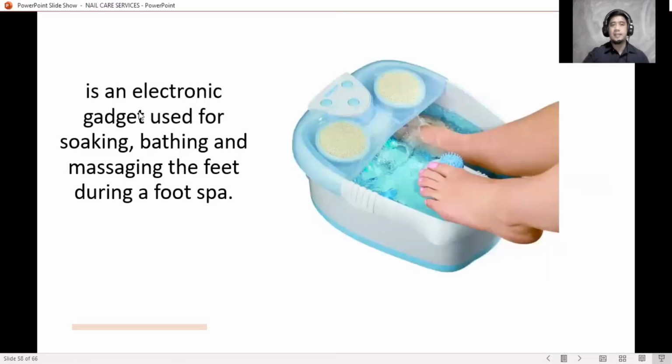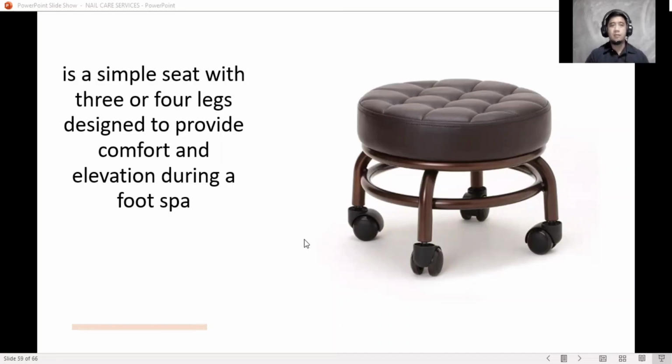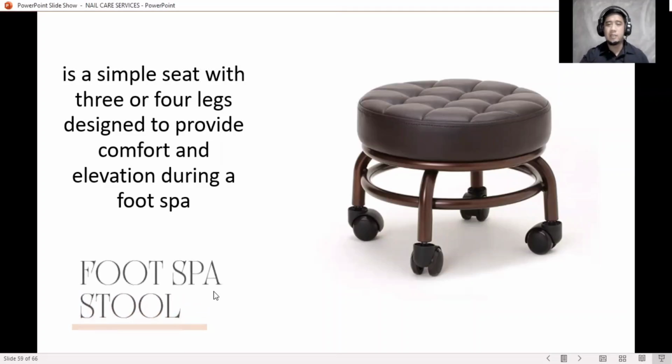Okay? Next is an electronic gadget used for soaking, bathing, and massaging the feet during a spa. Okay? This is the example. Okay? We call it Bootspa machine. Okay? Because we use it for Bootspa. Next, okay, next one is a simple seat with 3 or 4 legs designed to provide comfort and elevation during a Bootspa. Okay, hindi siya inuupuan ng mga manicurista. Pinapatungan siya ng paa ng mga kliyente. Okay? We call it Bootspa stool. Yan, stool siya para may comfort pag nagpapa-Bootspa ka, hindi yung iaangat mo yung paa mo bilang kliyente.